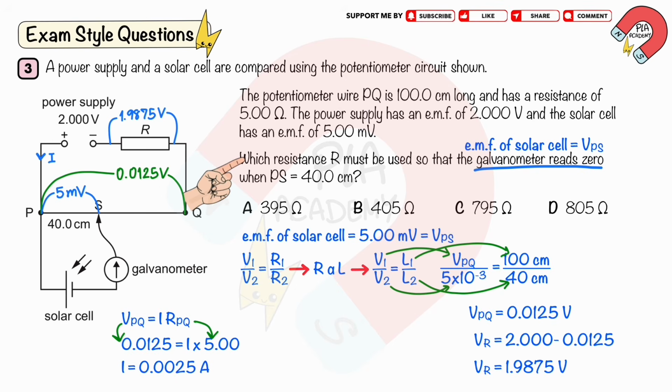We can calculate the resistance R using the equation VR equals IR. Substituting VR equals 1.9875 volts, and I equals 0.0025 amperes. We solve the resistance R, which equals 795 ohms.